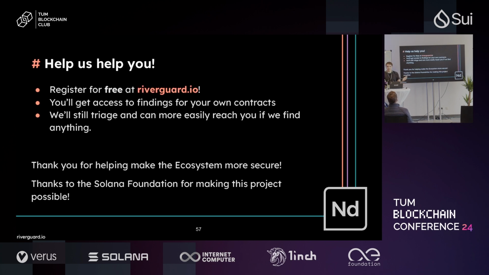And in the end, it's a call for action for everybody here. If you are one of the developers or owners of a contract, just register at riverguard.io and see if your contract has any findings in our software. And then if it has, you can just contact us and we help you identify if it's a bug or not. And we will also try to contact you if we think there's a very critical bug in your contract at the moment. So by registering, you're making the ecosystem more secure.